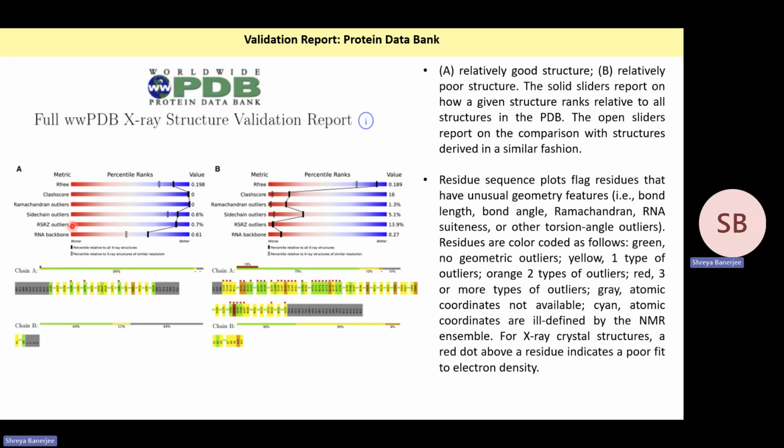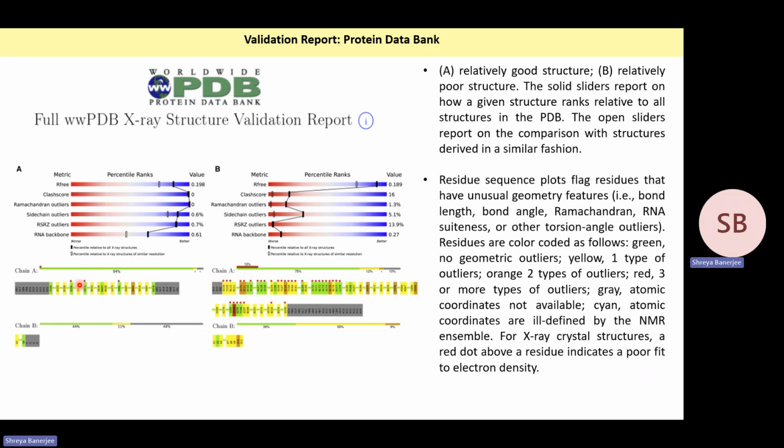So basically, using different colors, it gives you an idea of the validity. Green is the best, where there are no outliers. Yellow is when there is one type of outlier. Orange, there are two. And red, there are three or more types of outliers. You will also see some amino acids marked by gray. Those are the amino acids where the atomic coordinates are not available. For X-ray crystal structures, a red dot above the residue indicates a poor fit to electron density.